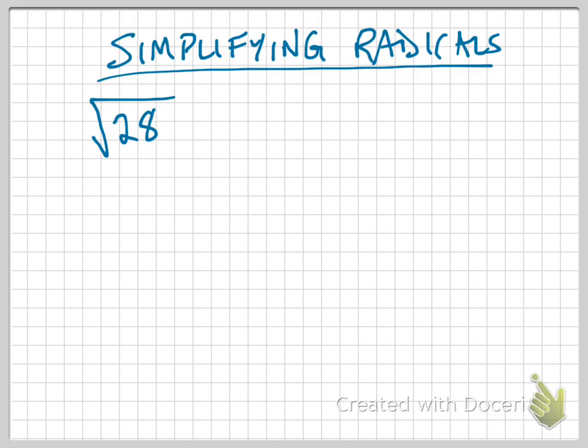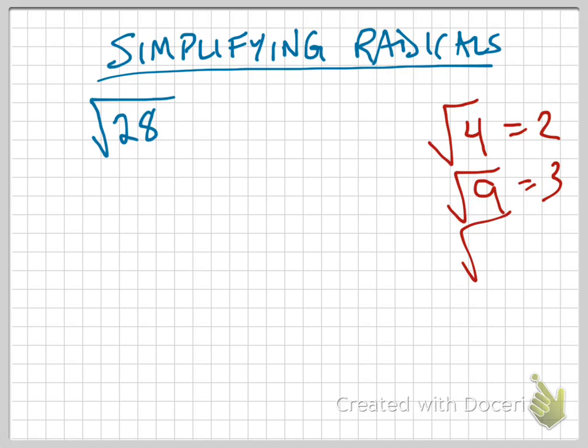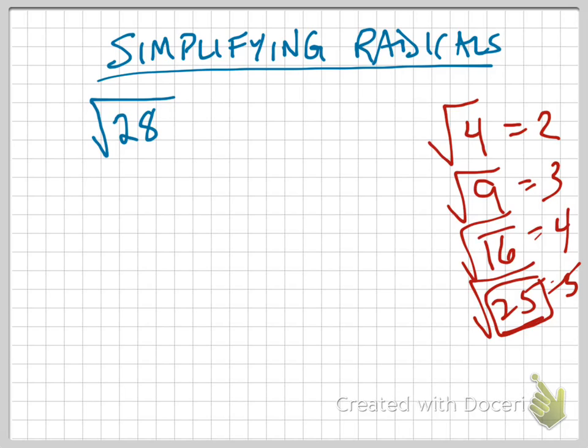So the square root of 4 is 2. The square root of 9 is 3. The square root of 16 is 4. The square root of 25 is 5. These are nice and easy to do because these are called perfect squares. And I want you to think about what that means.